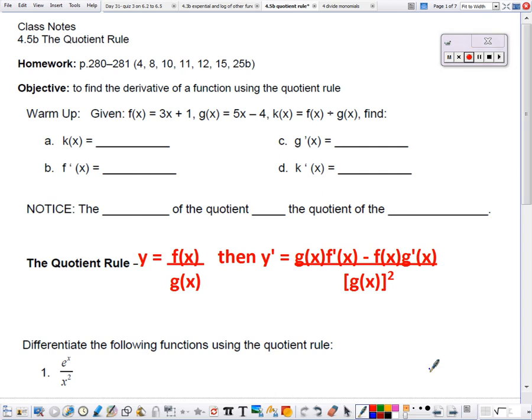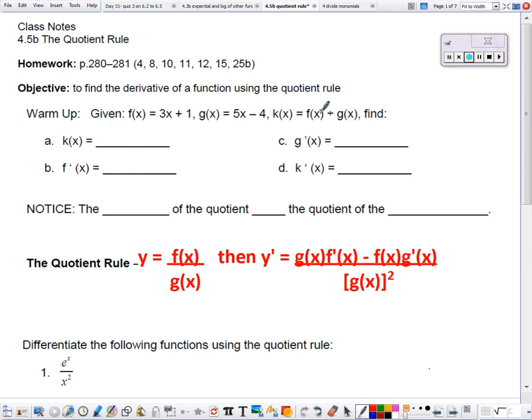So yesterday we learned the product rule, so today we're going to learn the quotient rule, or how to take the derivative when you have a function divided by another function. Right now I want you to start the warm-up. Write k of x, f prime of x, and g prime of x. We'll pause the video so you can do that.